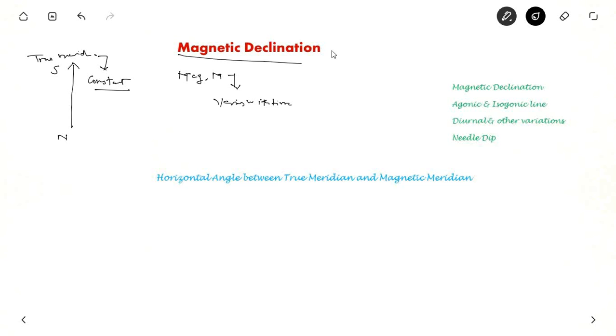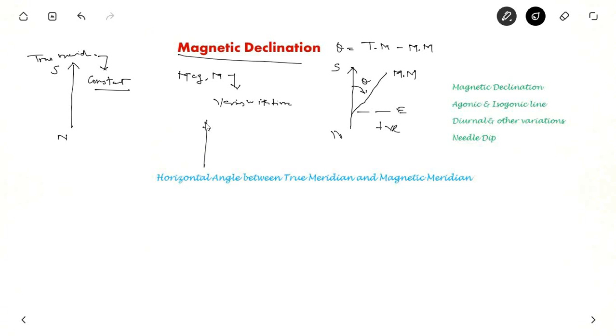Suppose we refer to magnetic declination as theta equal to true meridian minus magnetic meridian. This is the reference point. If bearing is given, it is true bearing minus magnetic bearing. So let us say this is the true meridian and magnetic meridian goes like this. So this theta is magnetic declination. Here theta is towards the east, so it is positive.